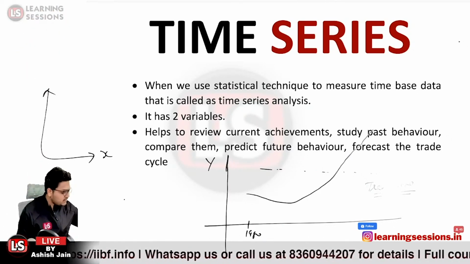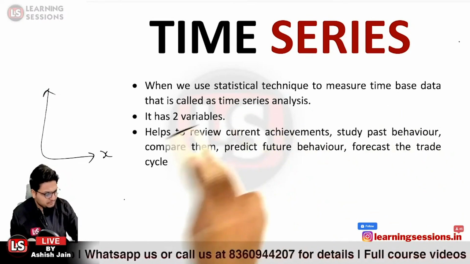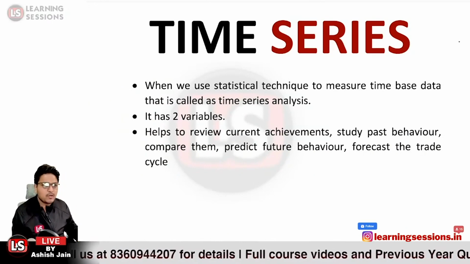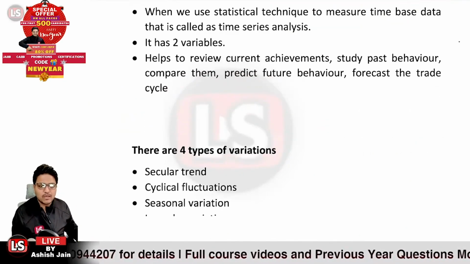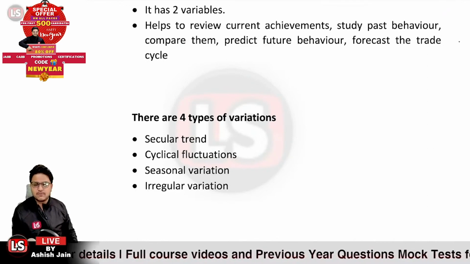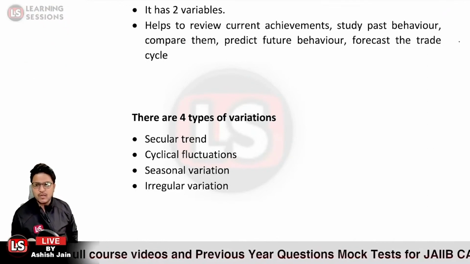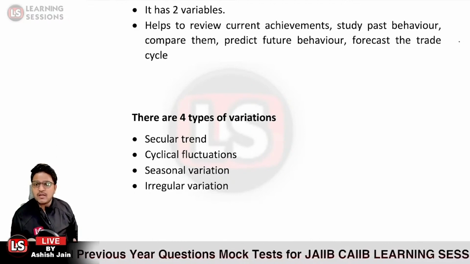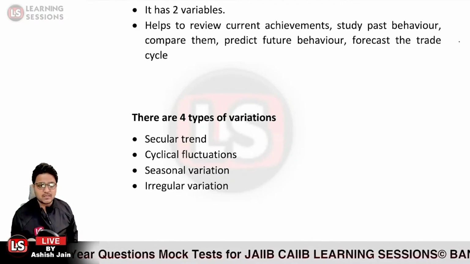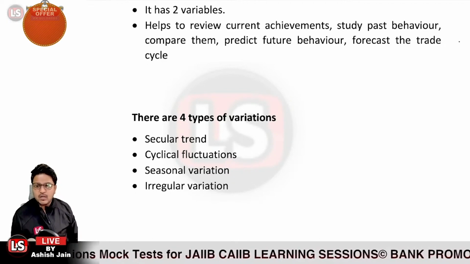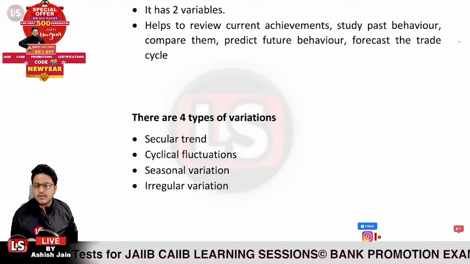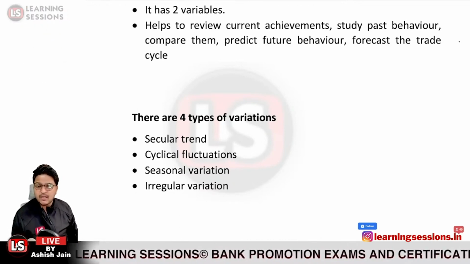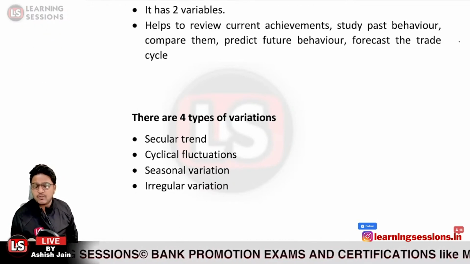Now let's consider the variations. There are actually four types of variations, and we will be learning about these four. First of all is the secular trend. The secular trend is related to variations over a longer time horizon. It's not related to 1 year or 2 years; we are considering data covering 20, 30, 40 years, quite a long period.